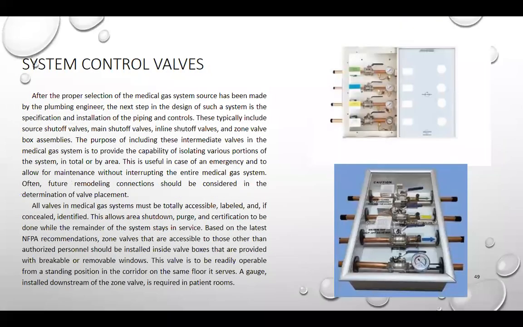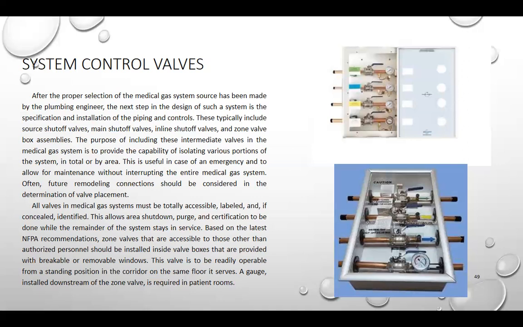System control valves. After the proper selection of the medical gas system source has been made by the plumbing engineer, the next step in the design of such a system is the specification and installation of piping and control. This typically includes source shutoff valves, main shutoff valves, inline shutoff valves, and zone valve box assemblies.